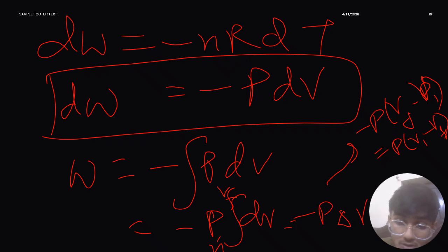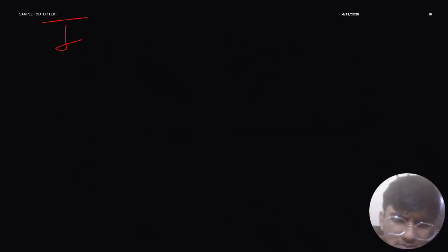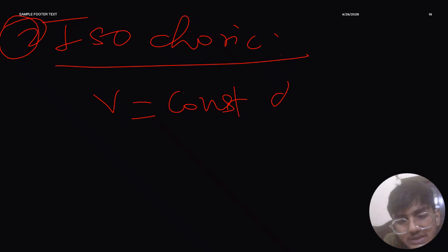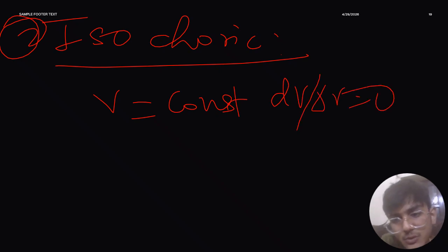Now talking about the isochoric process. Graphs I already discussed with you in the last session. So the isochoric process we will discuss now. Let us go differently now. We'll use the definition of work done, and we will then find another quantity. In an isochoric process the volume is constant, dV is 0, delta V is 0. No issues at all, right?